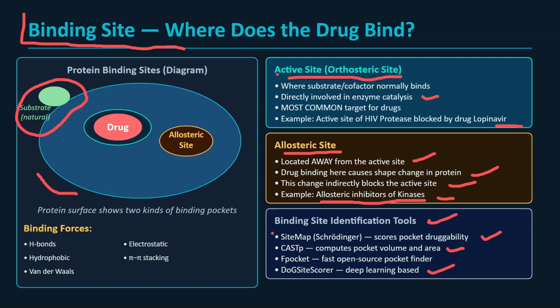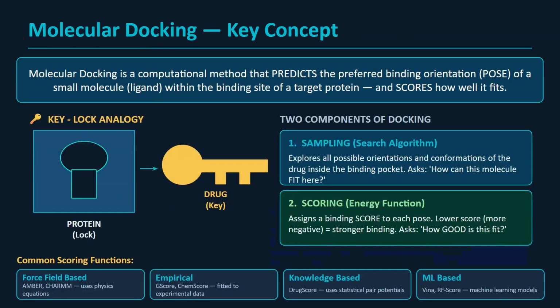Now the drug is held in the binding site by different forces. The forces involved are hydrogen bonds, hydrophobic interactions, van der Waals interactions, electrostatic interactions, and pi-pi stacking interaction between aromatic rings. So now we know the different binding sites present on the protein surface, and these are important because they play an important role in the binding of the drug-like molecule with the protein.